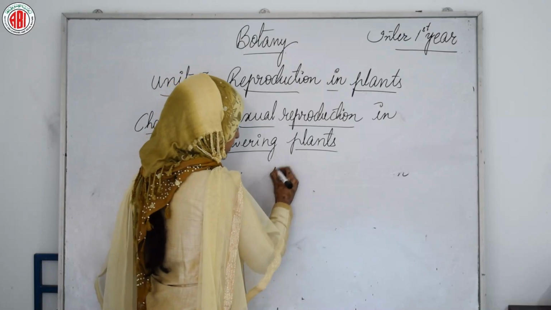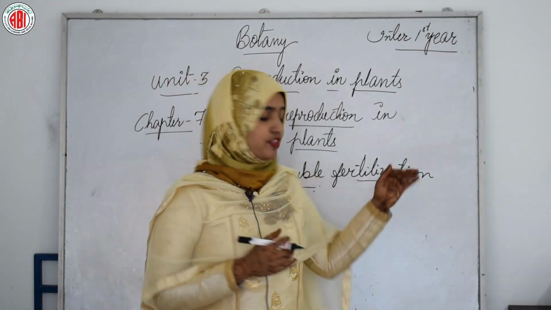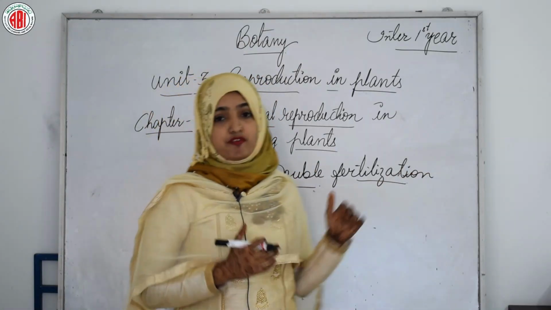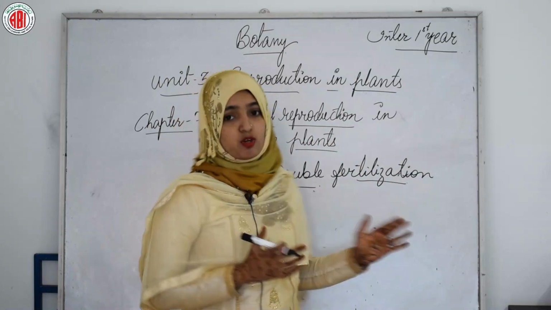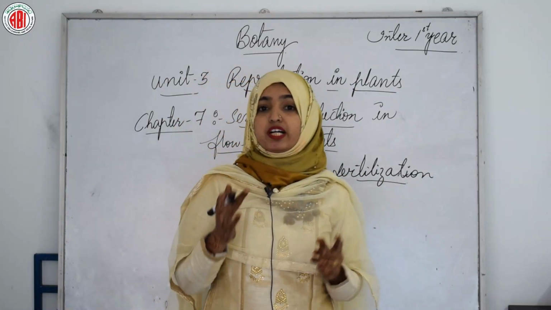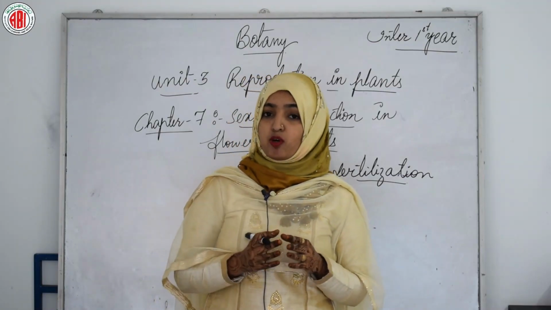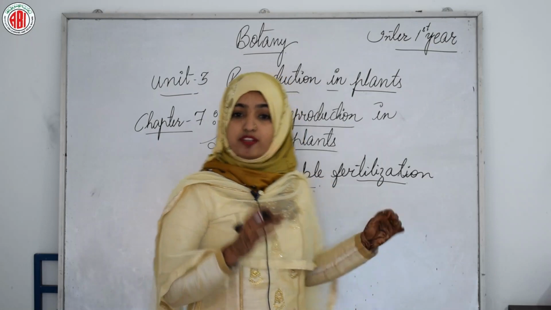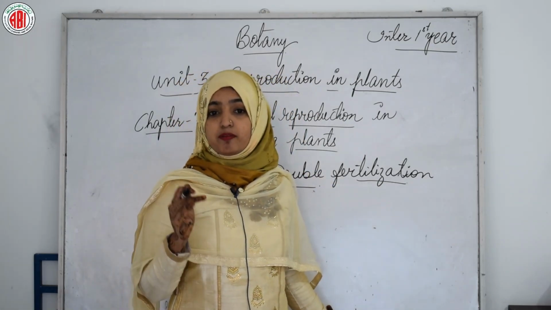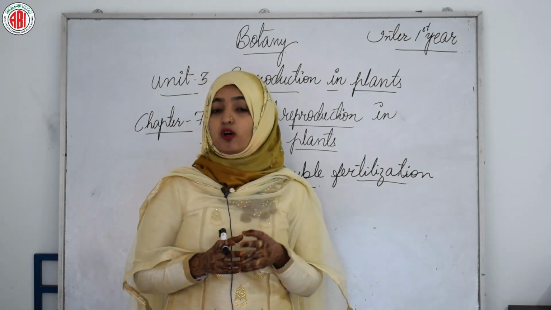Now let us learn the next topic, that is double fertilization. We all know what fertilization is, right? And why here it is termed as double fertilization, we will know by the end of our class. After entering one of the synergids, the pollen tube bursts and releases the two male gametes into the cytoplasm of the synergid itself. One of the male gametes moves towards the egg cell, and the nucleus of the male cell fuses with its nucleus, thus completing the syngamy or the fertilization.